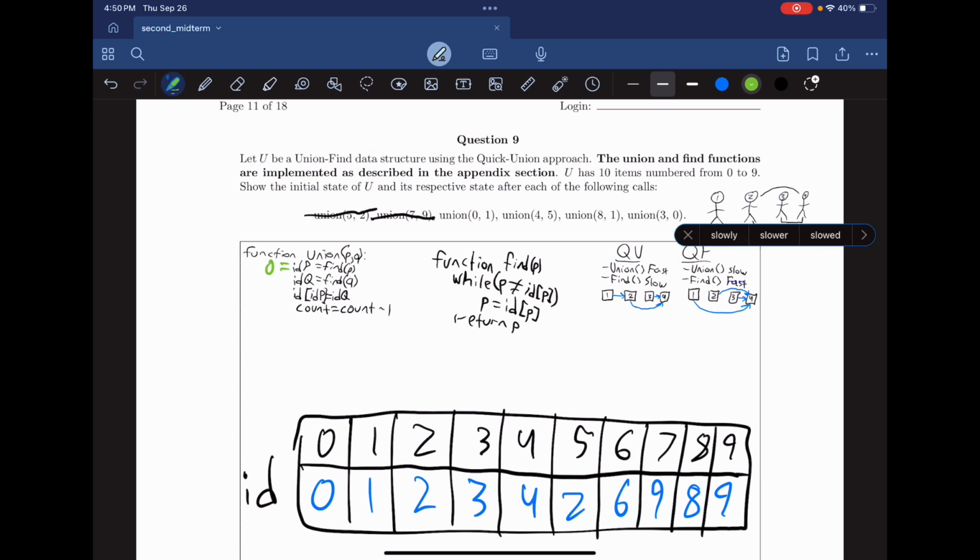Then we go to IDQ equals find Q. So IDQ equals find 1. We check, is the value at the array index 1 equal to 1? Yes, it is. So 1 equals IDQ. ID of IDP equals IDQ. So ID of 0 equals 1.